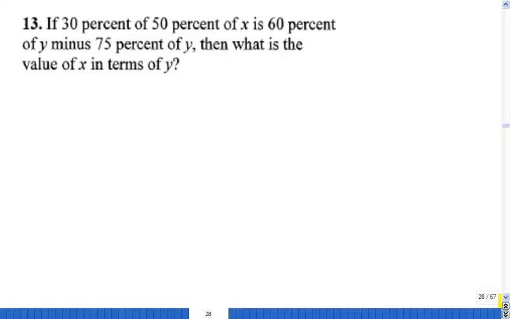If 30% of 50% of x is 60% of y minus 75% of y, then what is the value of x in terms of y? I'm confused, I'm dizzy, right? What should we do here? Well, let's read the problem carefully. 30% of 50% of x is 60% of y minus 75% of y.